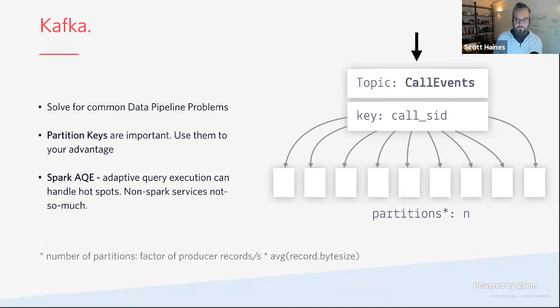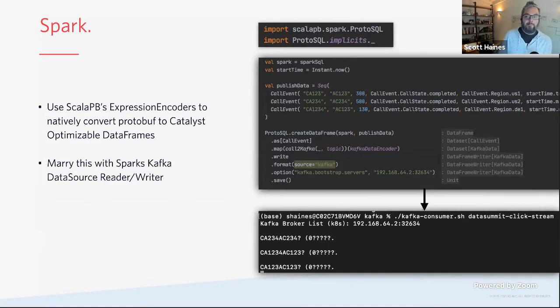But in the case of having a call events topic with partitioning keys by call SID, it allows us to hash partition across the board to be able to reliably have an entire stream of call events that we can then feed directly into Spark. And remember, those call events are all in protobuf format. So now we're getting into some Spark code.